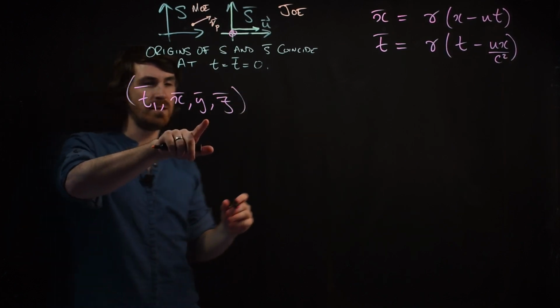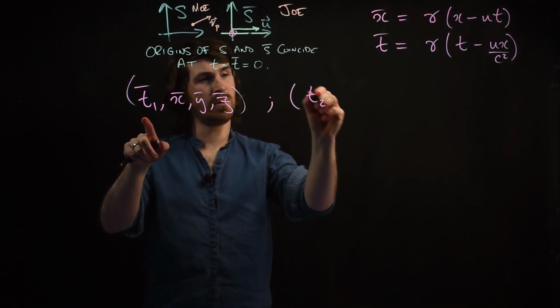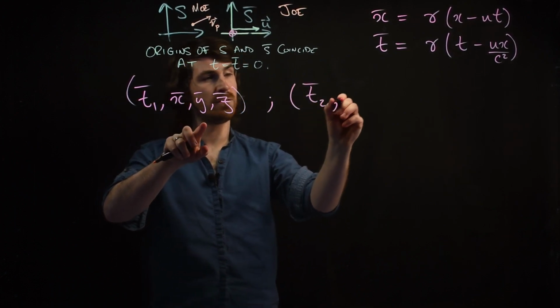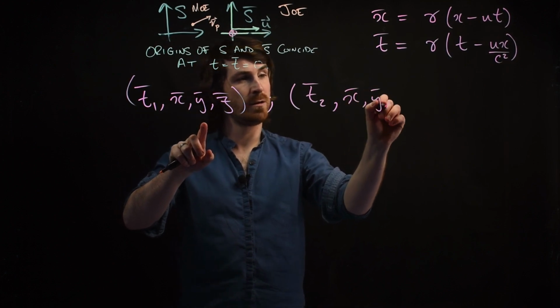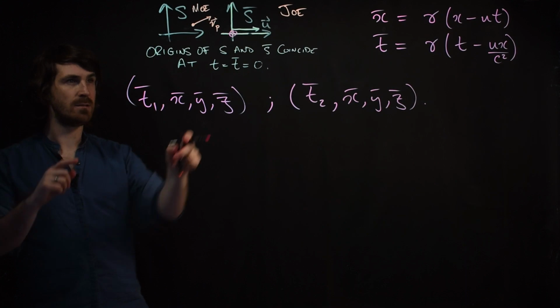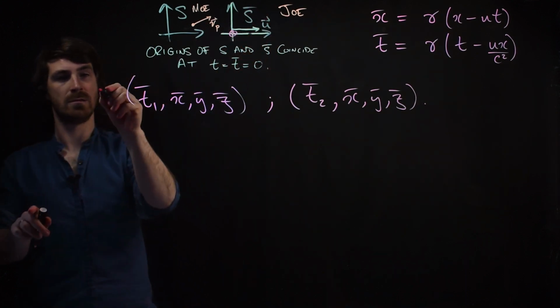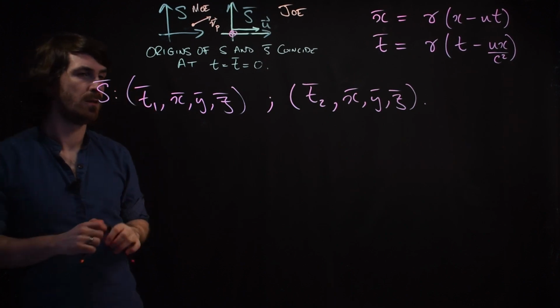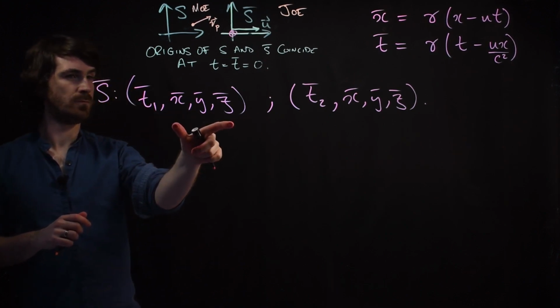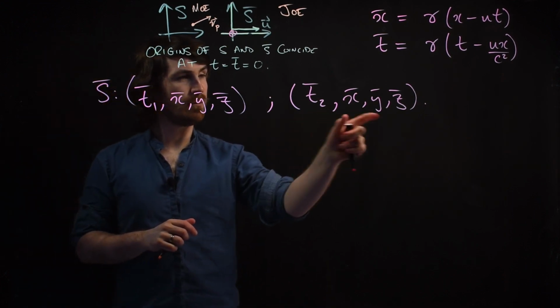So this is the first event. And the second event happens at a different time, T2 bar, but at the same location, X bar, Y bar, Z bar. Okay, so two events as observed by Joe in frame S bar. So this is S bar. Event one, one time and one location. Event two at a different time, but the same location.